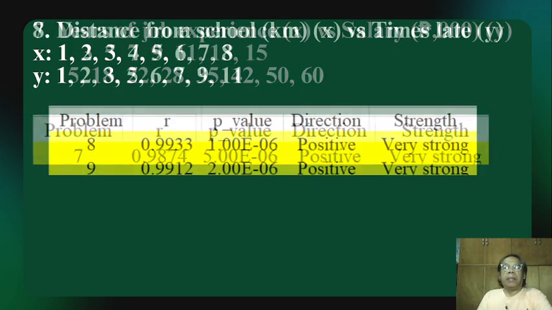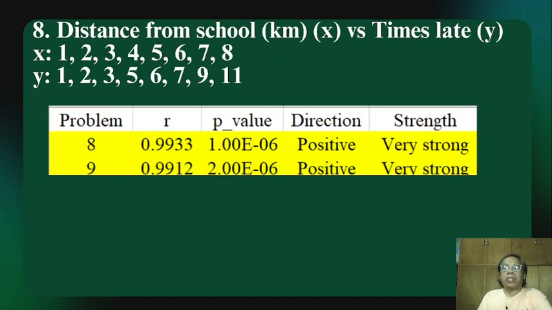Number 8, the distance from school in kilometers, that will be our x, and then versus times length, and that is our y. So using our Excel, our value is 0.9912, and then the p-value is 2 times e raised to negative 6. The direction is positive and the strength is very strong. By the way, this is problem number 8. So R is 0.9933.